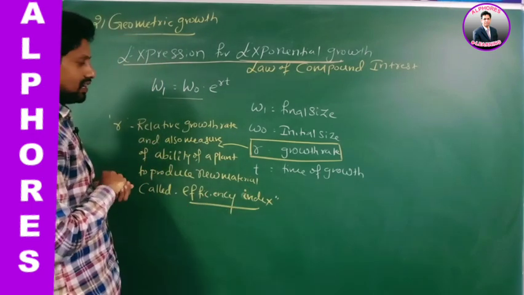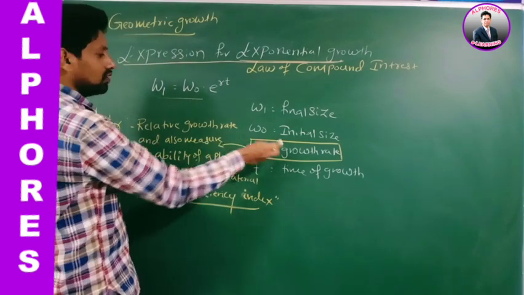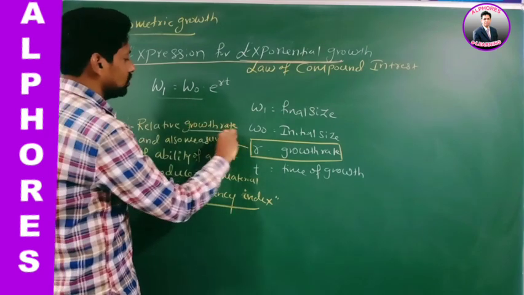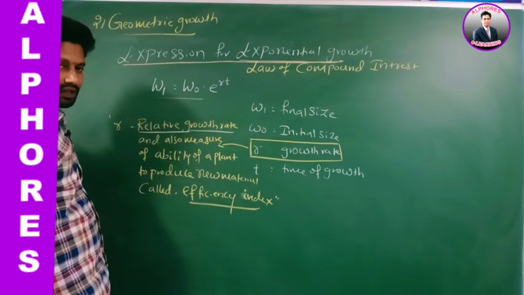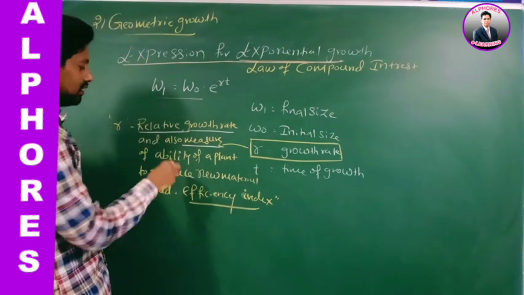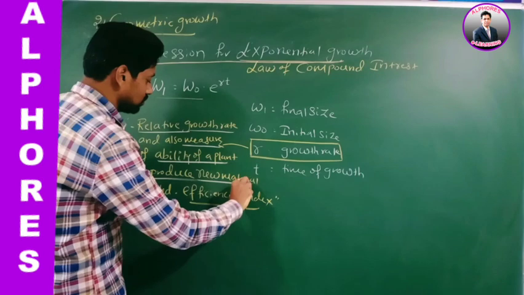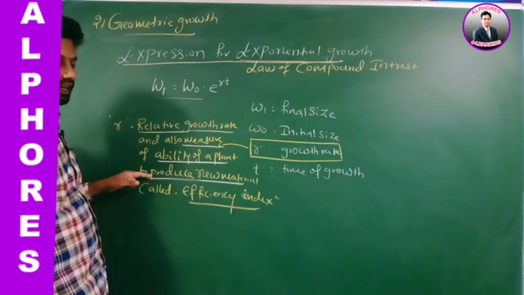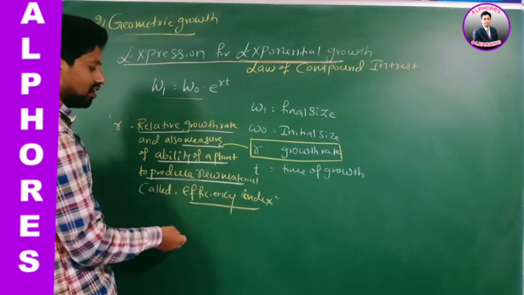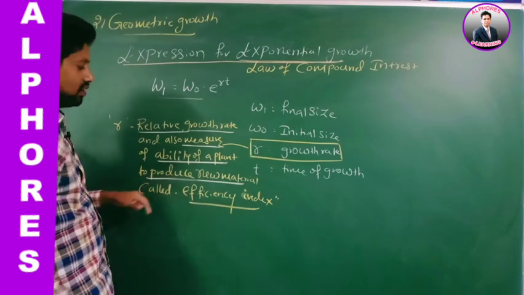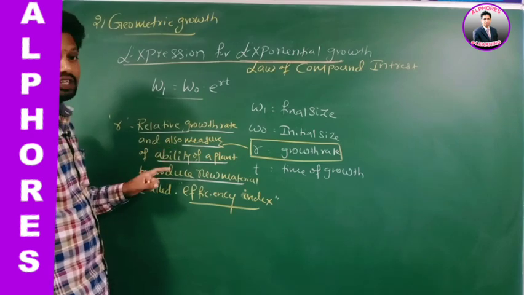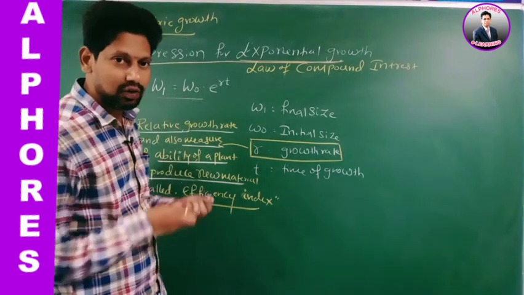Here small r stands for growth rate, no doubt. In this case, it stands for the relative growth rate. This relative growth rate also measures the ability of a plant to produce new plant material. That is called the efficiency index. Is this statement okay?